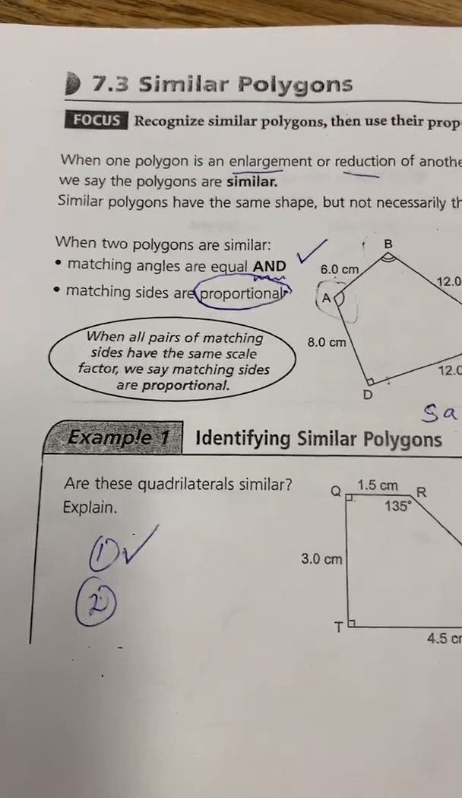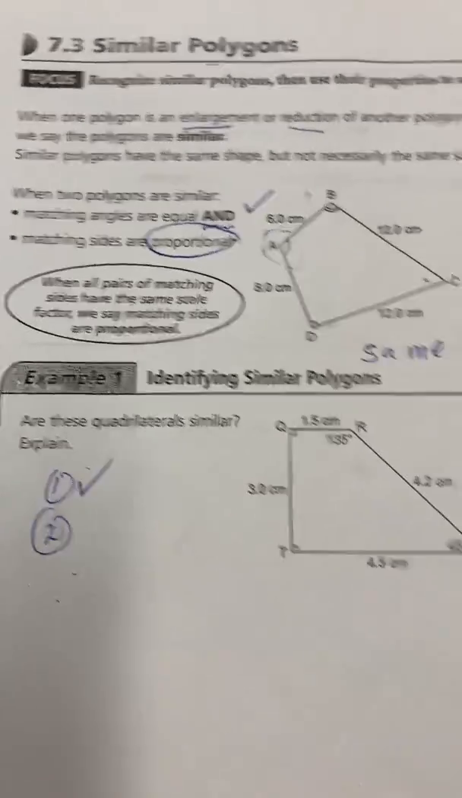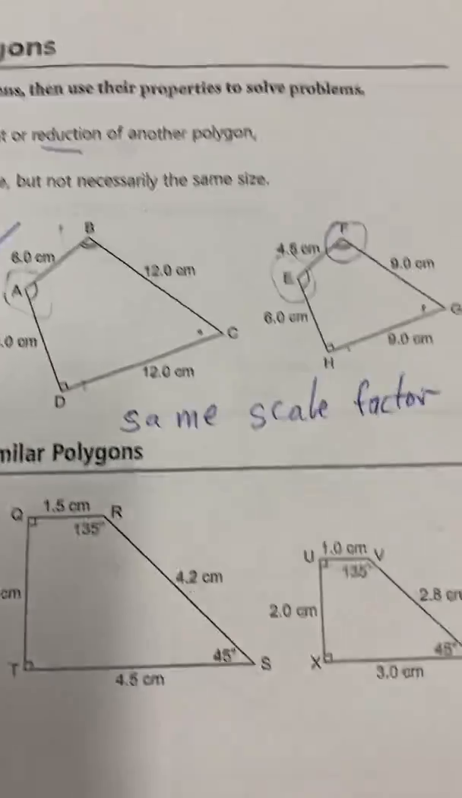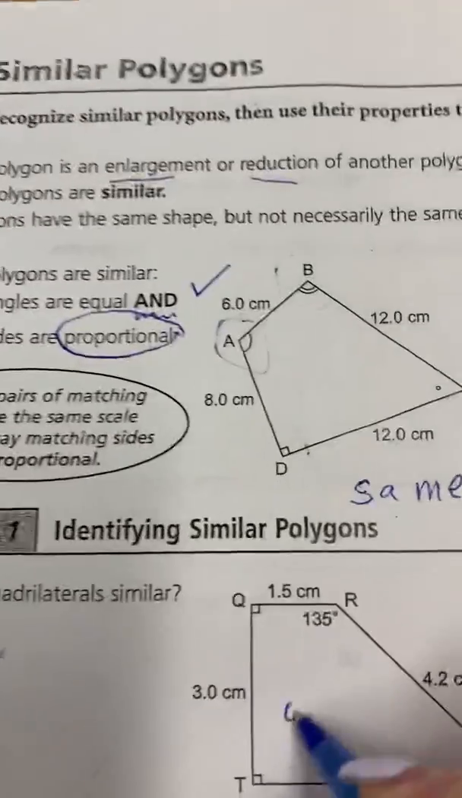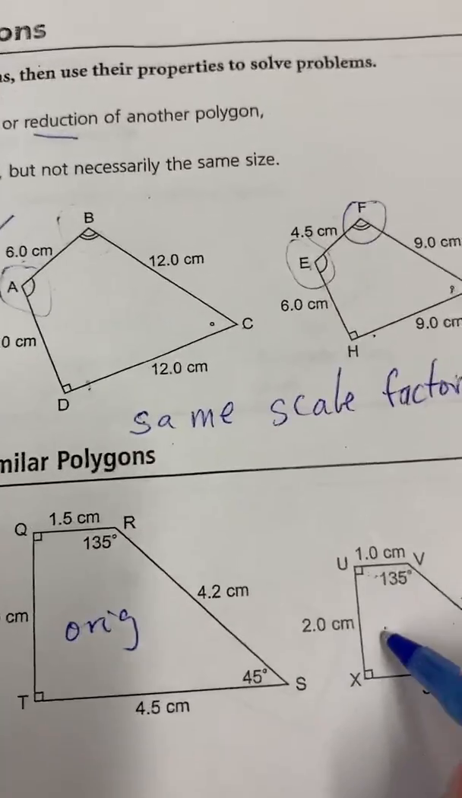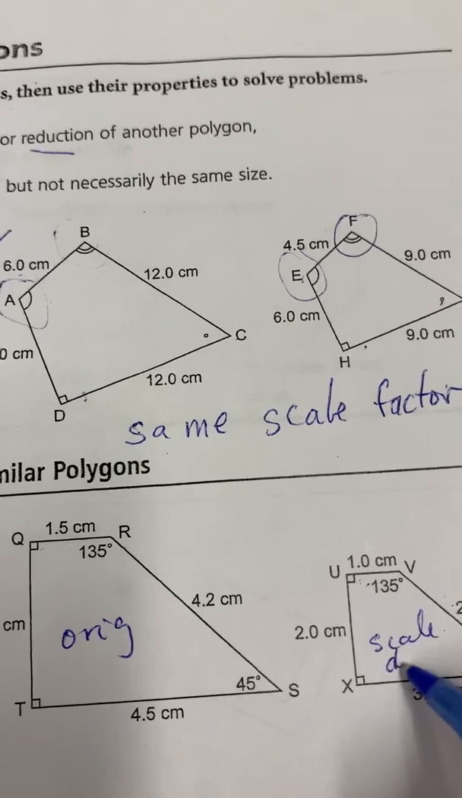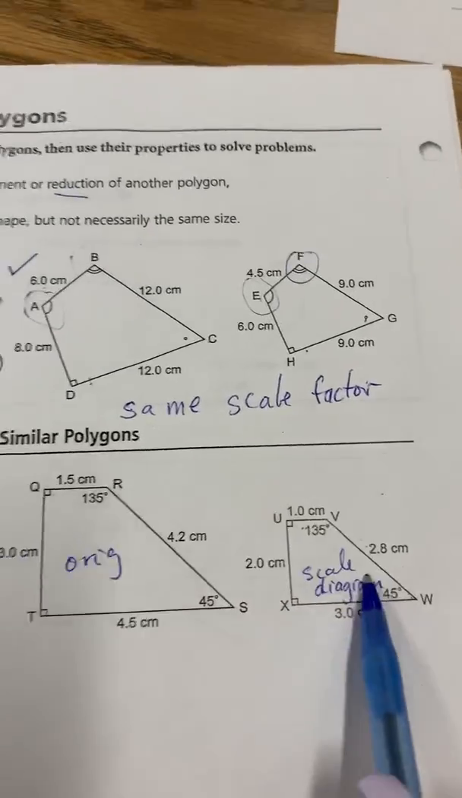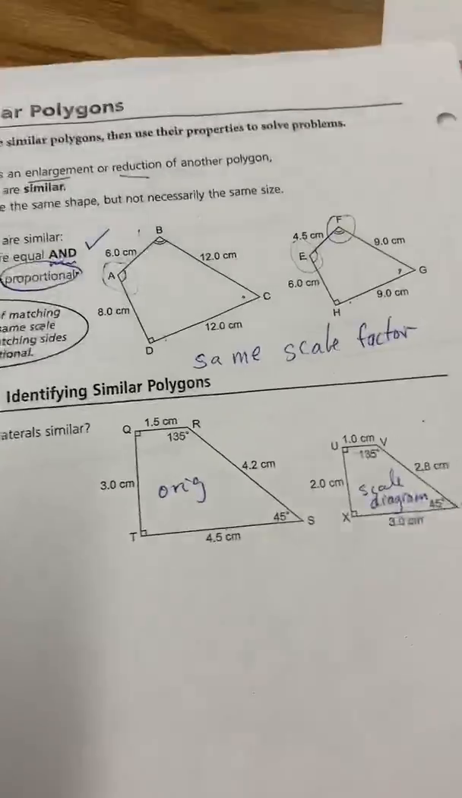What I usually do is whichever one comes first, I call the original, and then I call the other one the scale. So here's the original, and here is my scale diagram. Now you can do it the other way as long as you stay exactly the same. Remember that if you call this one the original, then this one's an enlargement, and you'd have to remember that.